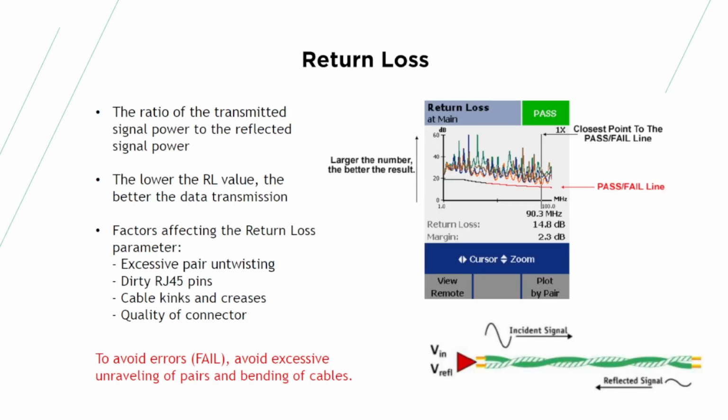Return loss indicates signal reflection. Reflections are most often caused by sharp bends in the cable, low-quality connectors, or dirty contacts. Therefore, we must ensure that the installation is neat and careful.